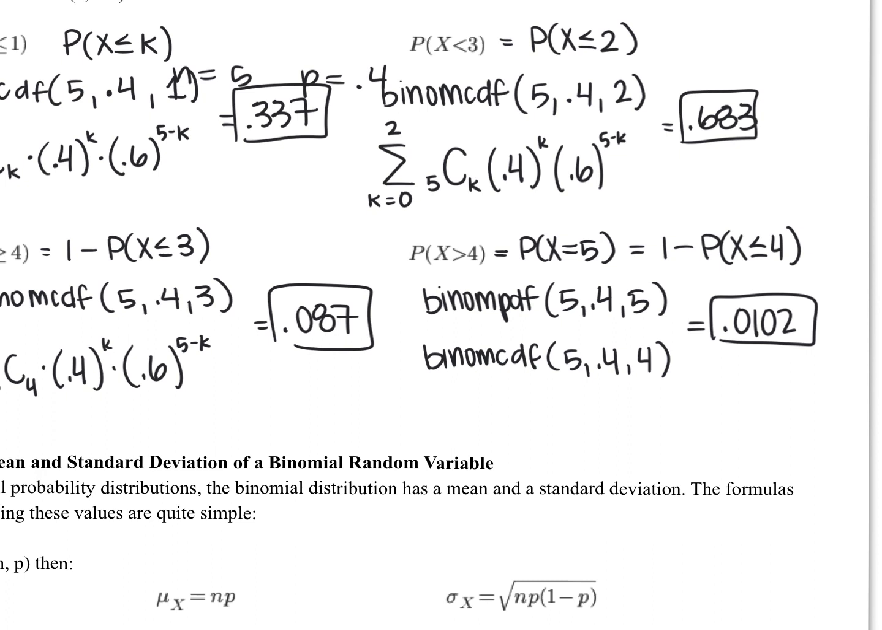If you wanted to do the summation here, it's the most difficult one to do because you'd have to do a 1 minus situation with the summation and do 0 to 4, which is a lot more work. So really your 2 best choices here are to think of it as a binom PDF situation or the binom CDF.